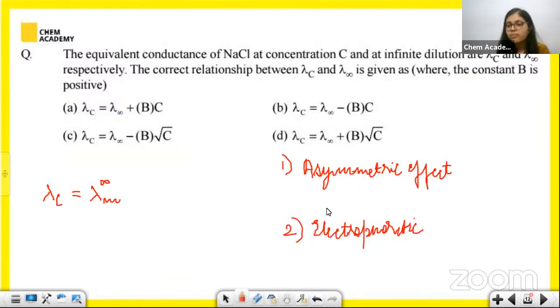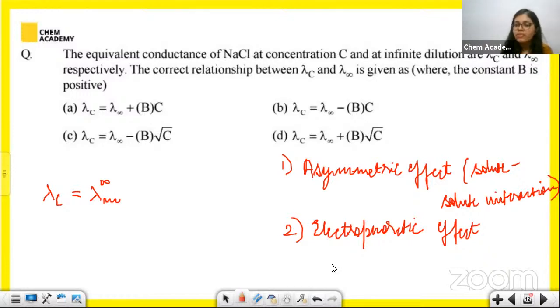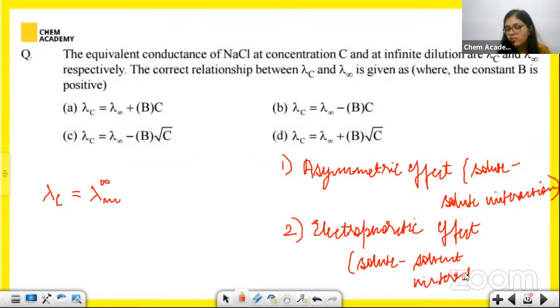And the other is the electrophoretic effect. The asymmetric effect is also known as solute interaction, and the electrophoretic effect is also known as solute solvent interaction.